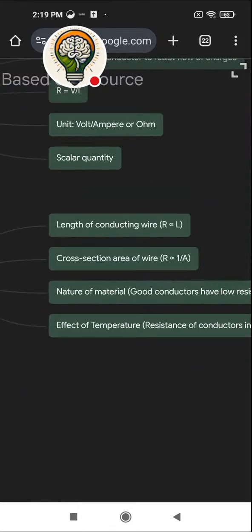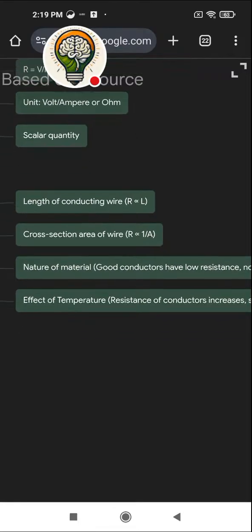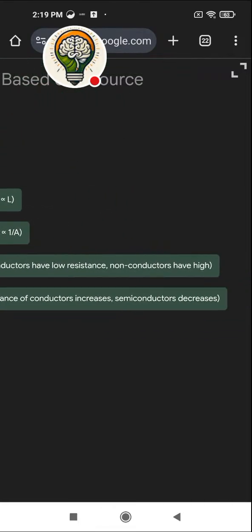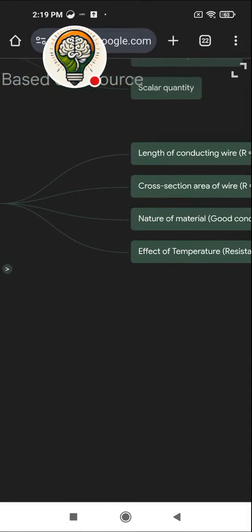The factors affecting the resistance. Length of the conductor wire L, R is proportional to L. Cross section area, R inversely proportional to A. Nature of material, good conductors have low resistance, and effect of temperature, resistance of conductor increases, semiconductor decreases.